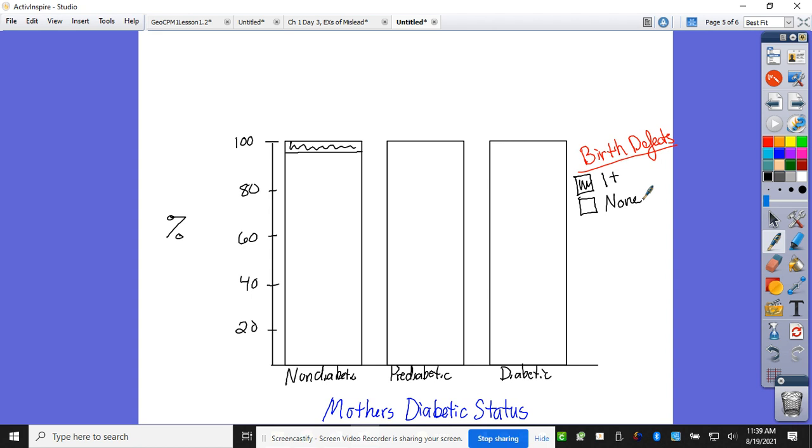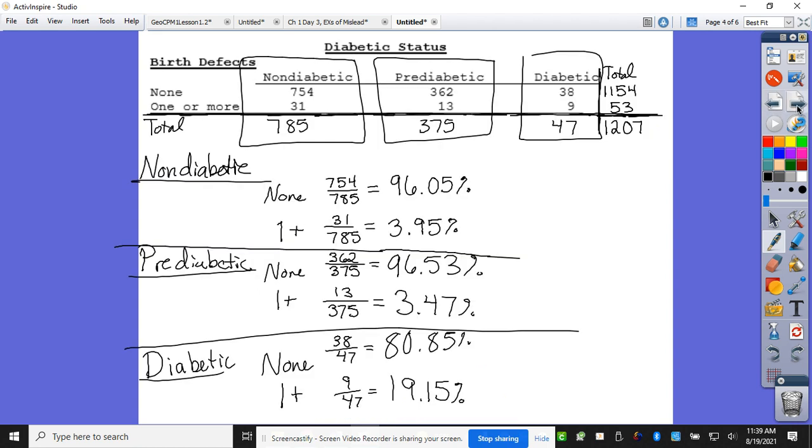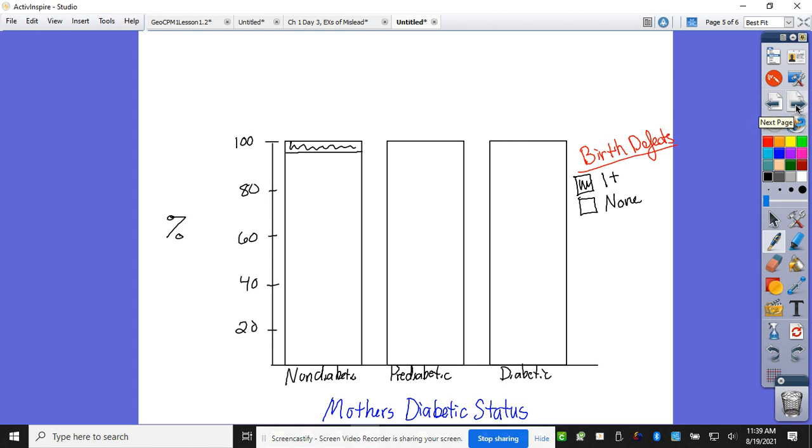So then pre-diabetic, I have 96.53. What's something lower? It's 96 point, barely, five, less than half a percent. I probably shouldn't have been freehanding a straight line. It works a lot better if you use your ID. Is that straight? And the other one's 80.85.